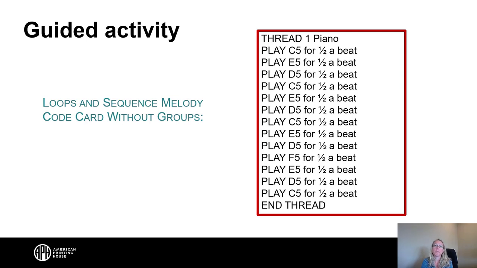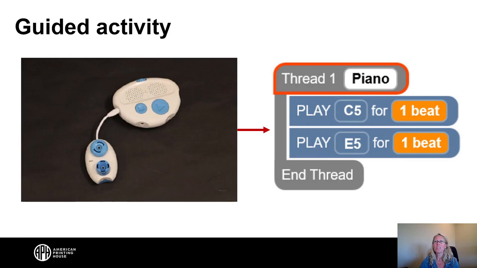So you're going to distribute this code card, the Loops and Sequence Melody Code Card without groups, to students. It is basically a list of all of the lines of code as if you were not using any loop pods at all. Have students look at it to see if they can identify where there might be loops. Walk students through this next part slowly.